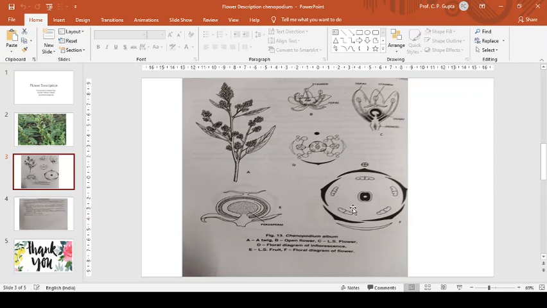Monochlamydeous flowers. Antipetalous stamens, which are 5 in number. Placentation basal and fruit utricle. These are the characters of Chenopodiaceae. And inflorescence cymose cluster arranged in spikes, leaves covered with mealy powder, and flowers small and inconspicuous. That is the characters of Chenopodium. So this is the description of Chenopodium belonging to the family Chenopodiaceae. Thank you.